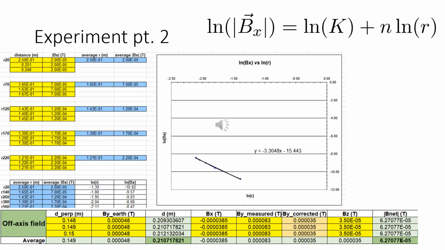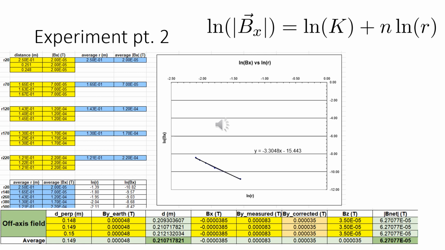So the key equation in getting the primary results for this part of the experiment is the natural log of the magnetic field equation, where you have ln of k, which is just some constant, plus n times ln of r, where r is the distance vector. And that equation models the plot that I showed here on the right side, where you have ln of Bx versus ln of r.